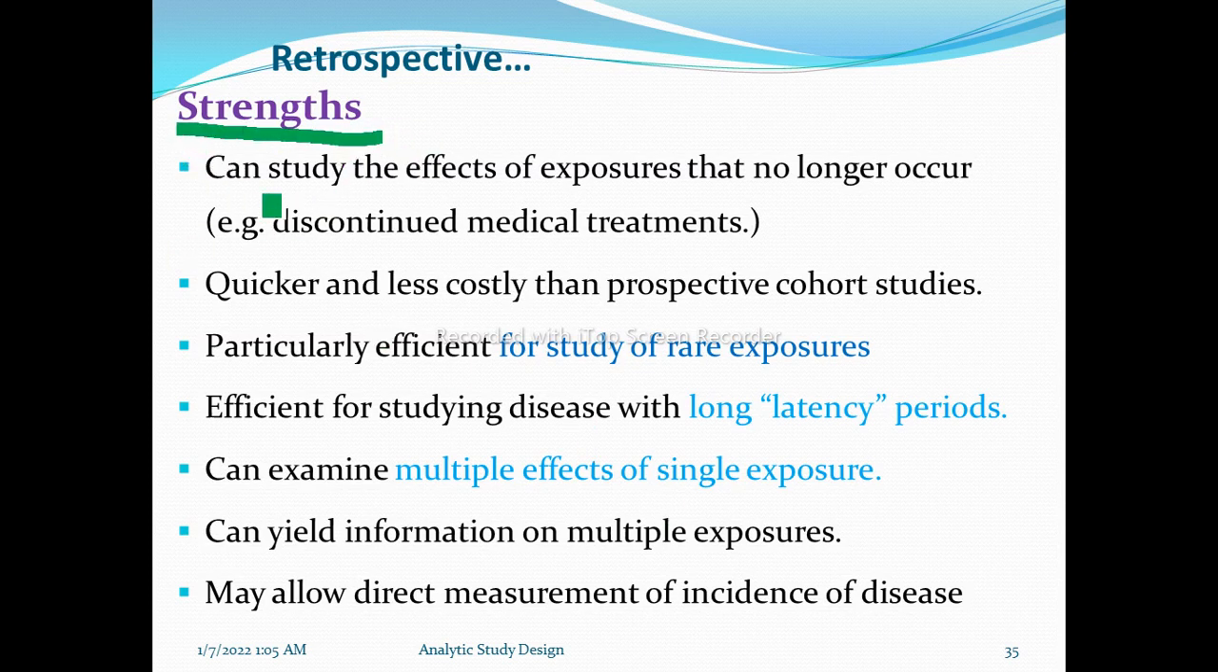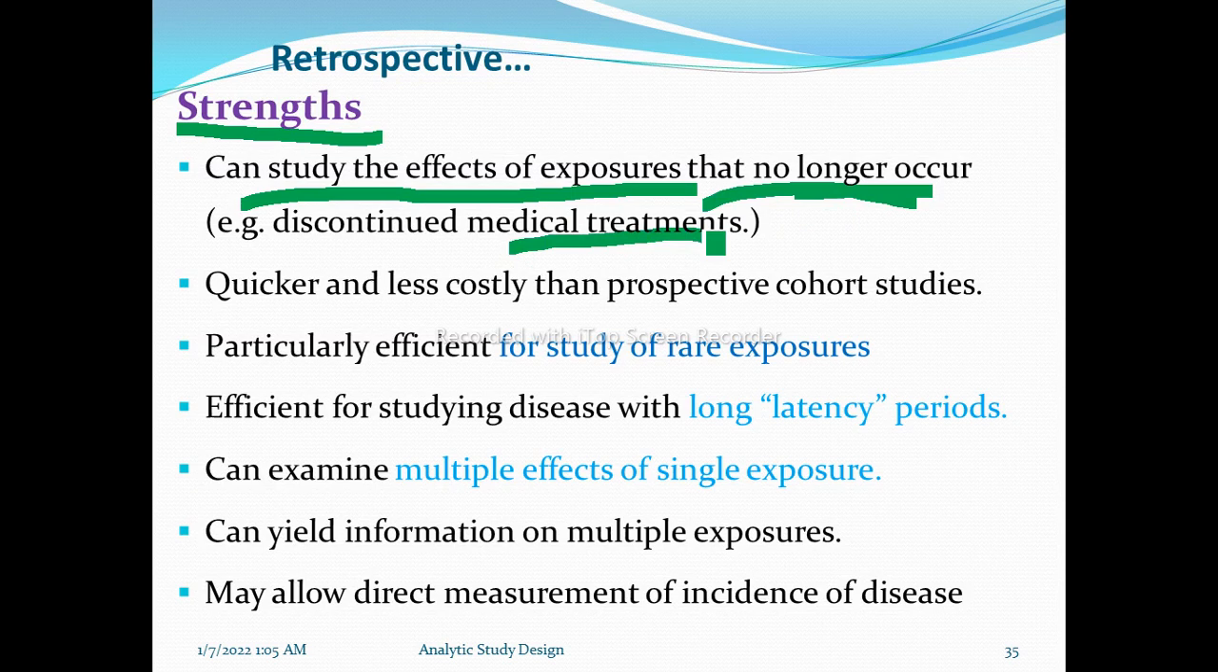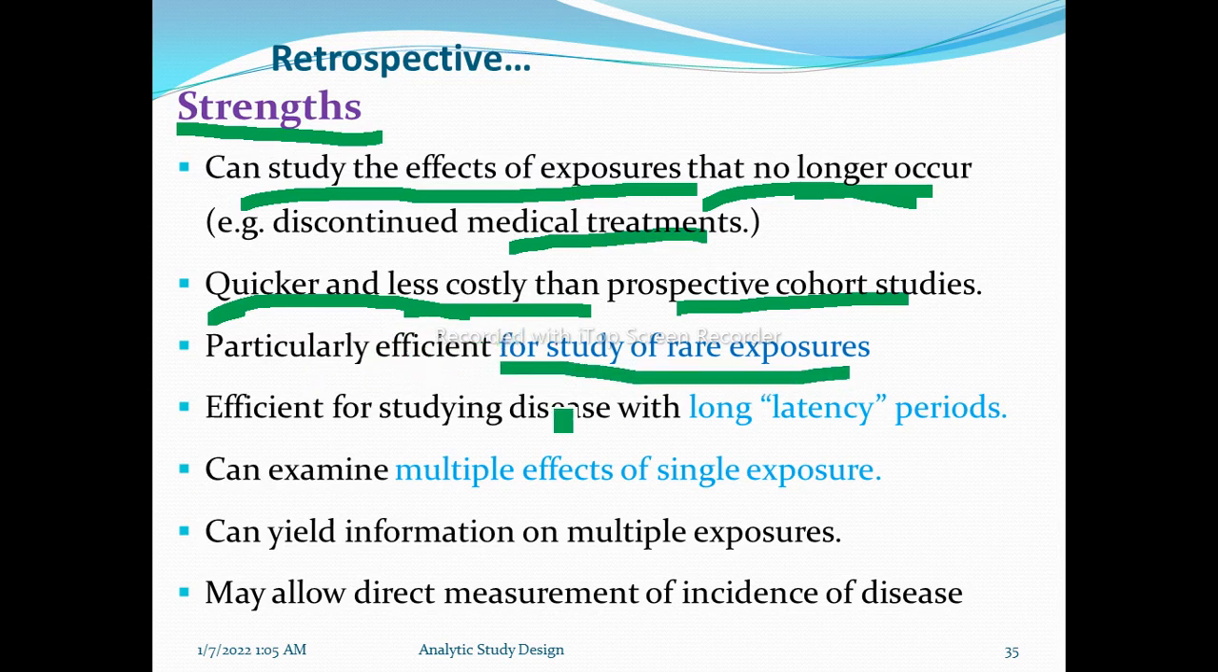So strengths of retrospective study design: it can study the effect of exposures that no longer occur, such as discontinued medical treatments. It is quicker and less costly than a prospective cohort study, since exposure information is collected from records. It is particularly efficient for the study of rare exposures, and efficient for studying diseases with a long latency period. Yeah, this is very important.